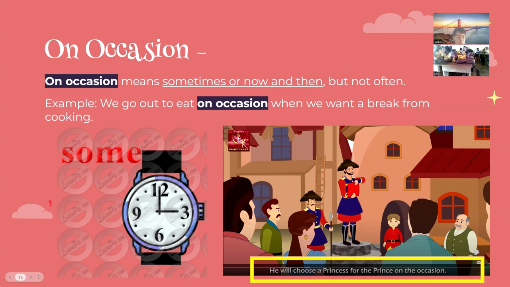So on the left is just the word sometimes, and on the right, it is used in the story as he will choose a princess for the prince on the occasion. So on this occasion, it's this time that the prince will choose. On the occasion, the prince will choose the princess whom he will marry. So sometimes, but not often. That is on occasion.